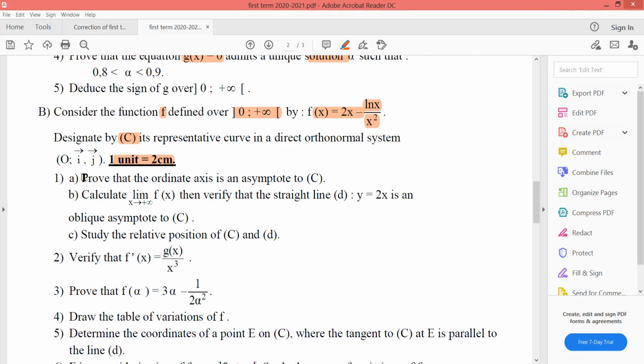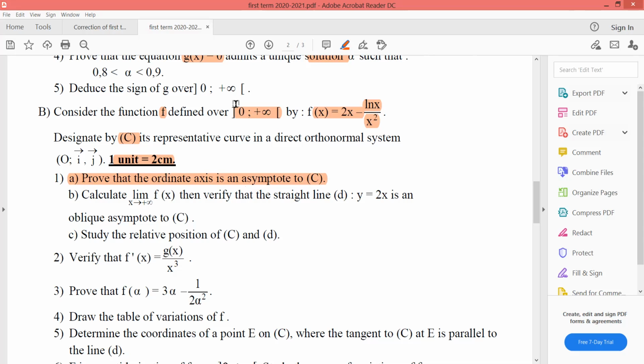Prove that the ordinate axis is an asymptote to C. How to prove that the ordinate axis is an asymptote to C? The ordinate axis means the y-axis. The y-axis has equation x equal to 0. So we have to calculate the limit as x tends to 0. If you don't understand the question, you have the domain.